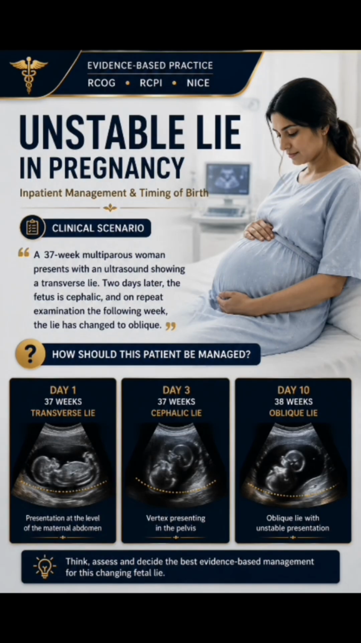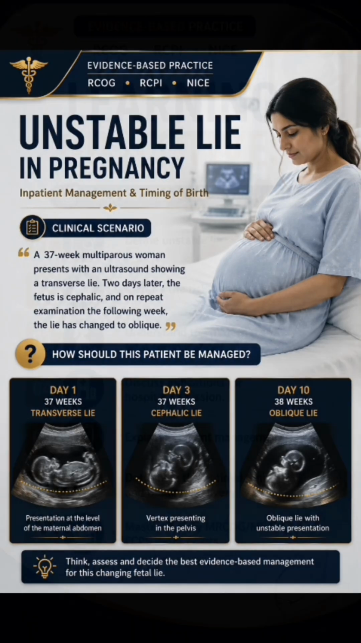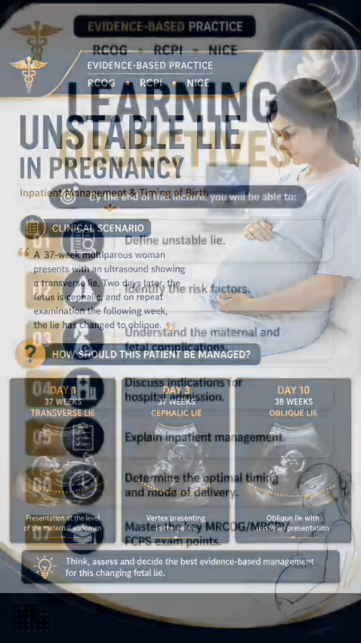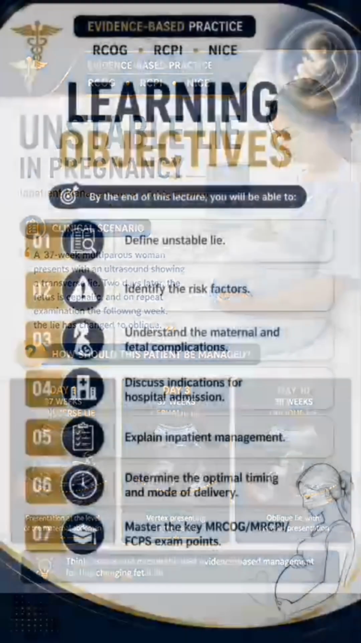2 days later, on repeat examination, the baby has spontaneously turned into cephalic presentation. Everything seems reassuring, but 1 week later, during another routine review, the fetal lie has changed again, this time to an oblique lie. Now, pause for a moment and think like an obstetrician. What exactly is happening? Should this woman be admitted? Can she safely go home? Should labor be induced? Or is she likely to require cesarean section? These are the questions every obstetrician must answer correctly, because an unstable lie can suddenly lead to cord prolapse, fetal compromise, and obstetric emergency if not dealt with correctly.